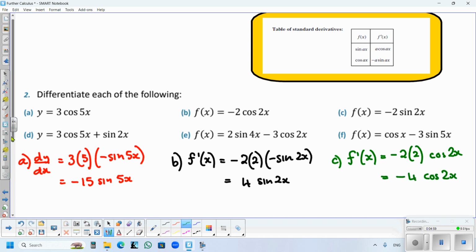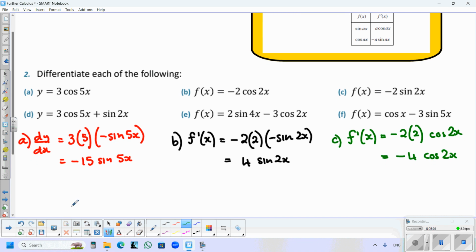Next one, we've got a wee chain of a couple of them there. So we've got part D, and there's two bits to it. We just do them together. So dy by dx is equal to the derivative of 3 cos 5x. Leave the 3 where it is. The number in front of x is 5. And the derivative of cos is minus sine. And the angle stays the same as 5x.